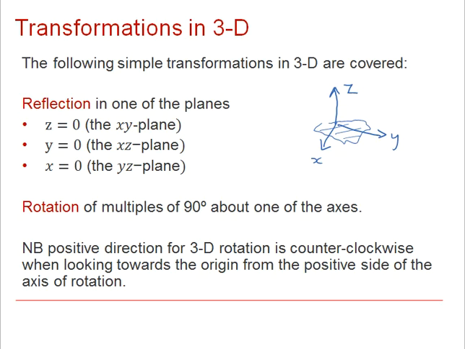So in this session, we're looking at transformations in 3 dimensions, but we're only going to look at simple transformations. For example, reflection in one of the planes, either the z equals 0, the xy plane, which I've tried to sketch there, or the y equals 0, which would be the xz plane, or the x equals 0, the yz plane. Other transformations we'll look at would be rotation of multiples of 90 degrees about one of the axes. Remembering, of course, that the positive direction for 3-dimensional rotation is counter or anti-clockwise when looking towards the origin from the positive side of the axis of rotation.